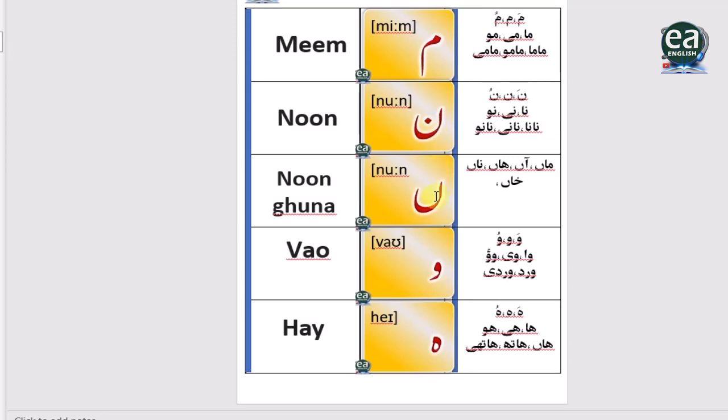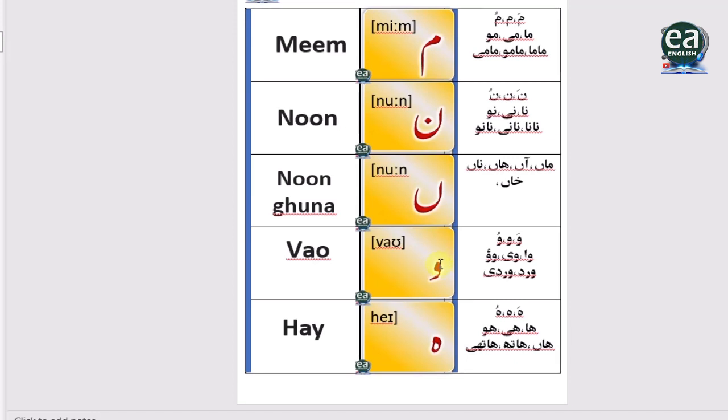And this is noon gunna, having empty. There is no sound of it. This is when we don't want to say noon, like half noon. Just like if there is something we have decided to pronounce noon, then we skip the noon. So this is just like we say noon gunna. Worthless letter.